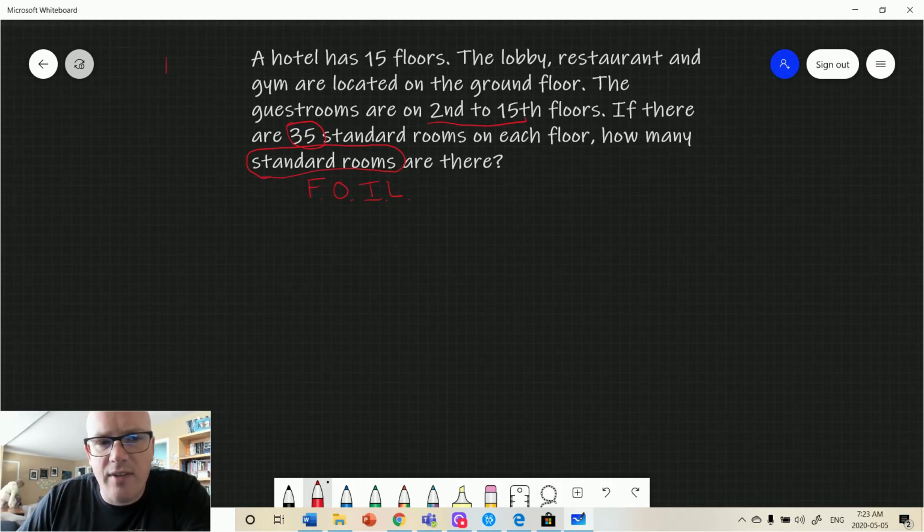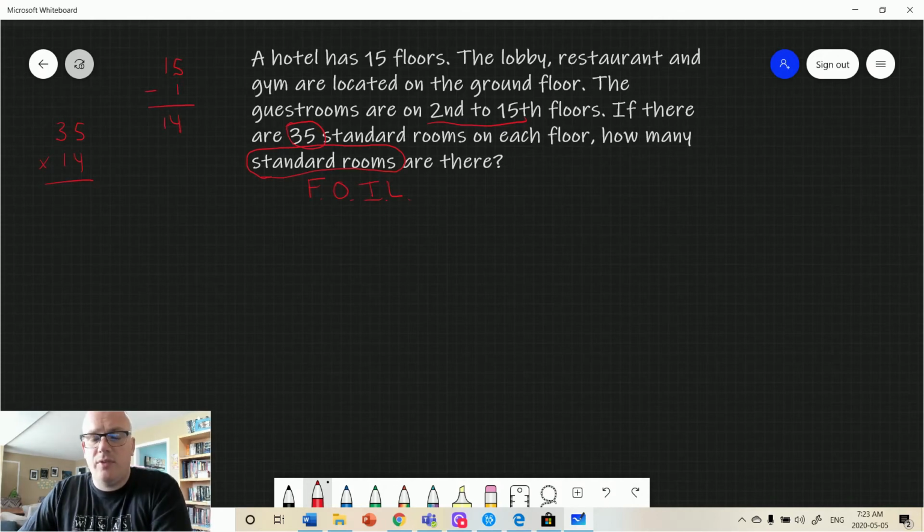So we have 15, subtract 1, gives us 14. That means that we now know there are 14 floors, and on each one of those floors, there are 35 rooms. So our question would look like 35 times 14. We know that out of the floors that have guest rooms, there's 14 of them. And each one of those floors have 35 guest rooms. Therefore, 35 times 14 is going to give us our answer for how many standard rooms are in this hotel.